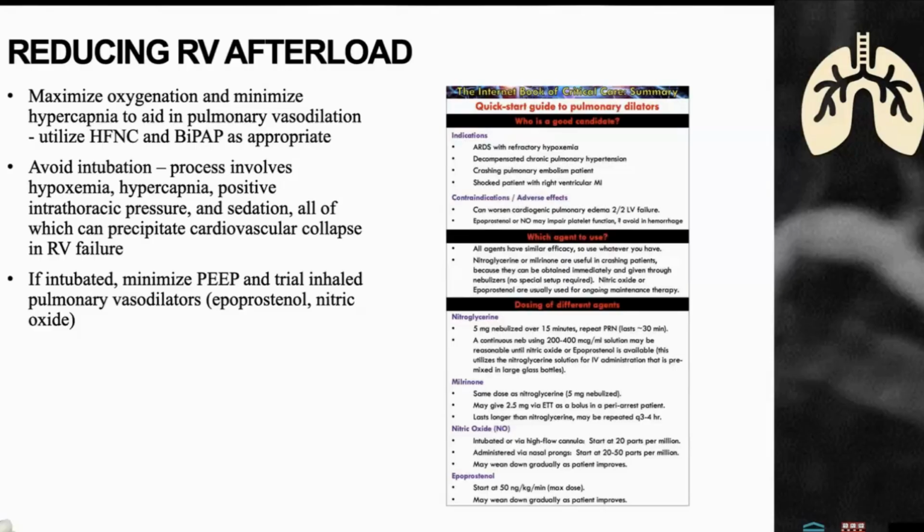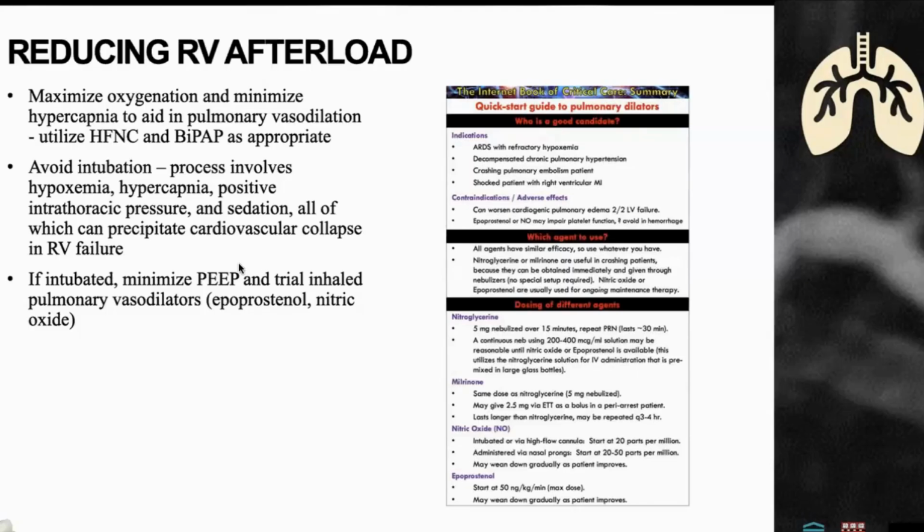And this doesn't happen infrequently, where you induce someone for intubation who has a massive PE and they code. That's a very common story. And everybody's afraid of that happening, right? So you want to avoid intubation at all costs. If they're already intubated, then you want to avoid positive pressure as much as you can. So that means minimizing your PEEP.